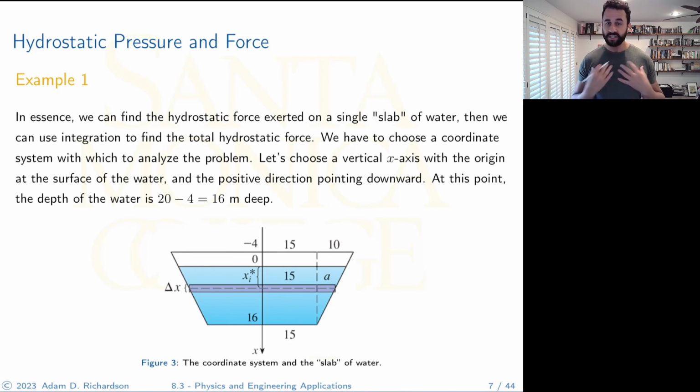Okay, so what we're going to do for our setup is we're going to choose a vertical x-axis. All right, we're choosing a vertical x-axis, and we're going to put the origin at the surface of the water. So right here, this is the origin for us, and we're going to let the positive direction be downward. So here's our origin, and this is the positive x-axis. All right, so try to let that settle in. Okay, now at this point, the water is 16 meters deep. So this length right here is 16 meters because the total height of the dam was 20 and 4 from the top. That was in the previous slide. Okay, so now here's basically the picture. Here's the setup. We need to find the hydrostatic force exerted on this slab of water, just like so.